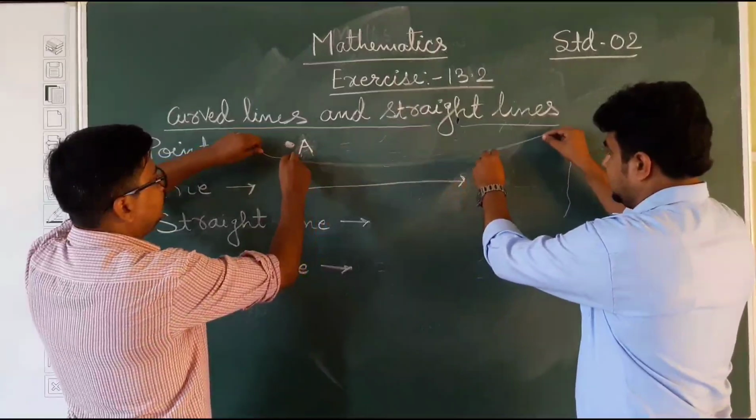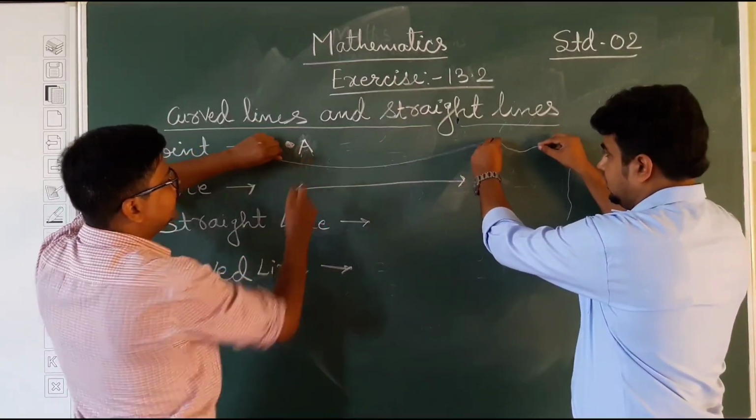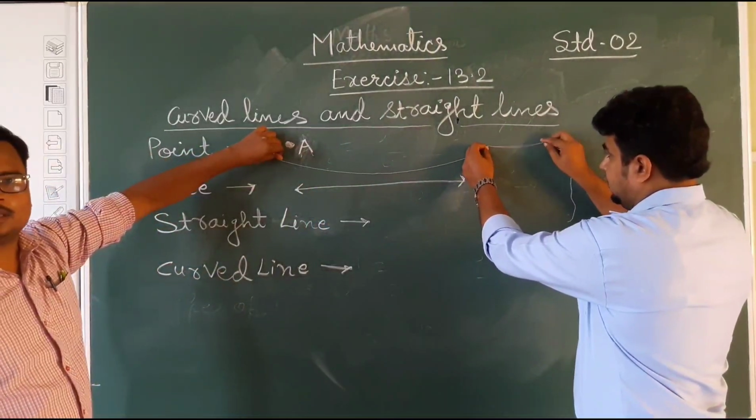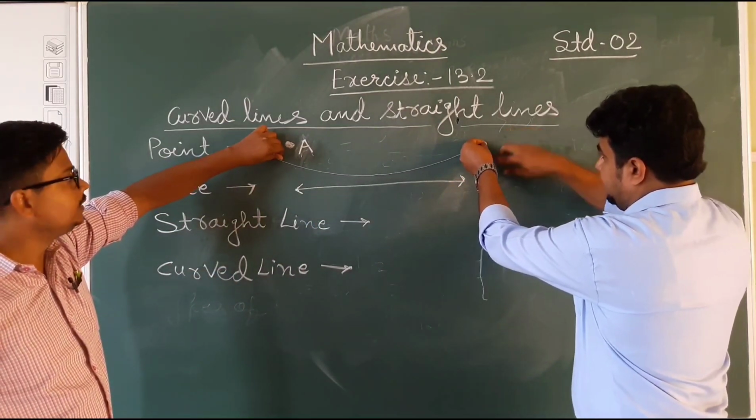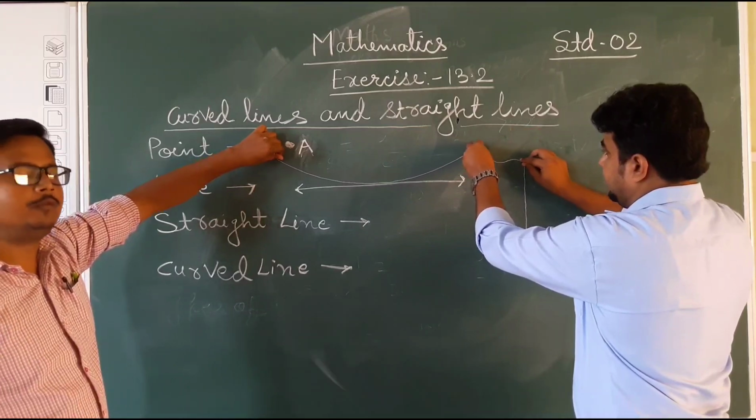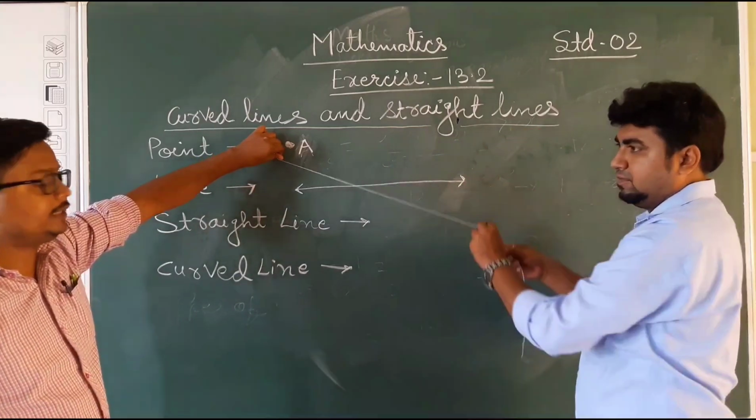Okay. Now we are making it like this. See. It is now not a straight line. It is just a curved line. So these are few points. Now let us move to next point, that is horizontal lines.